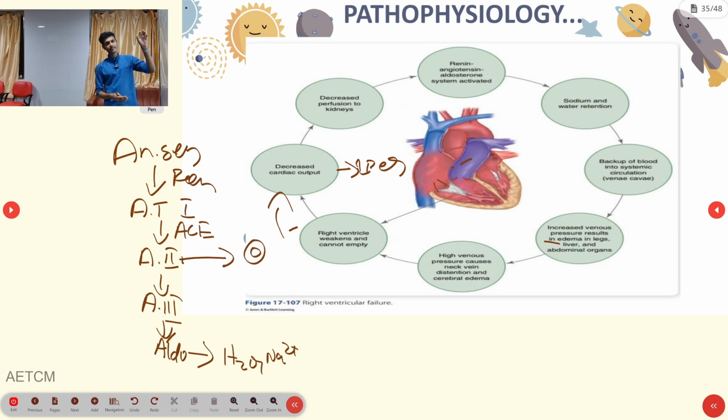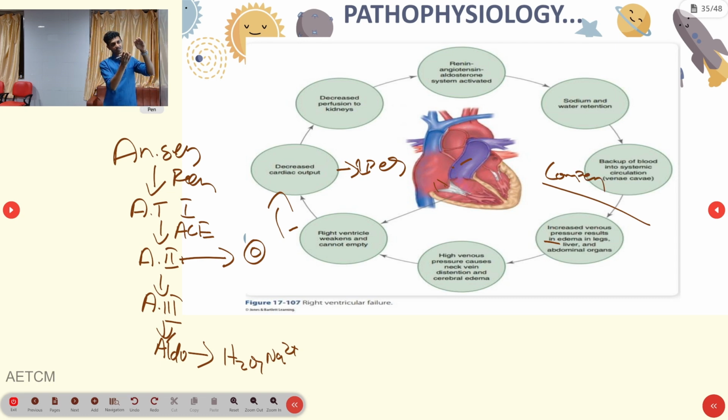So this system gets activated. Two major things: angiotensin 2, a potent vasoconstrictor, and aldosterone, which will retain the sodium and water. By this what will happen? Because of the vasoconstriction, the peripheral vascular resistance will increase. At the same time, because of the aldosterone, there is backup of fluid and sodium, so the systemic fluid level will increase. That is sodium water retention, backup of fluid into the systemic circulation. Up to this is happening because of the compensatory mechanism.